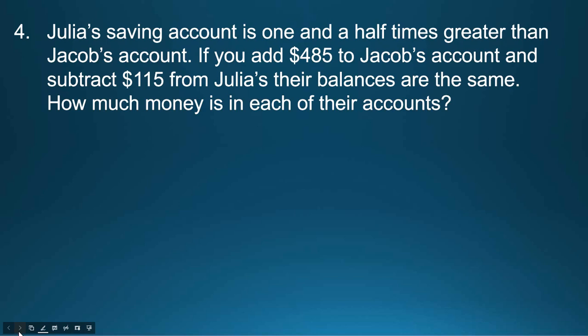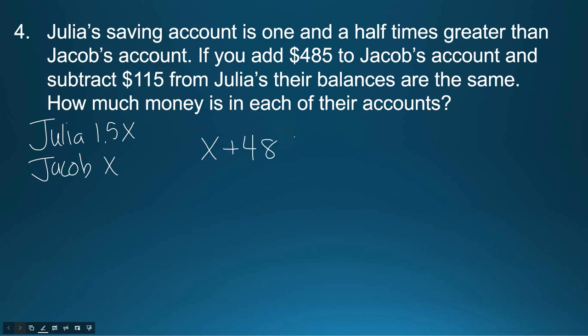Okay, so same thing. First, we want to list Julia and Jacob. And from that first sentence, it says that Julia's account is 1.5 times greater than Jacob's. So Jacob's is x and Julia's is 1.5x. Remember, if you read 1.5, it's 1.5. Then if you add 485 to Jacob's and subtract 115 from Julia's, their balances are the same.